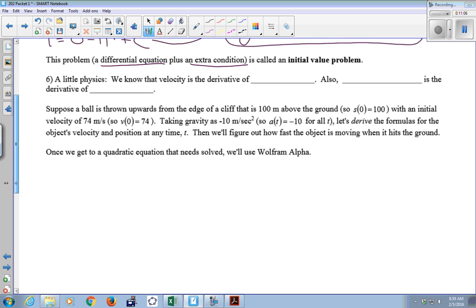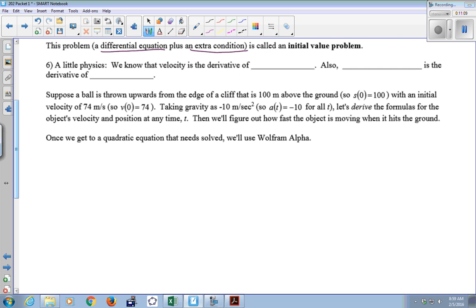All right, so a little physics that probably most of you are familiar with. Velocity is the derivative of distance or position. And also, what else is a derivative of something? You got it, yeah. Acceleration is the derivative of velocity. So this relationship, position, velocity, acceleration, we can use that to solve a lot of initial value problems involving falling objects or throwing an object.